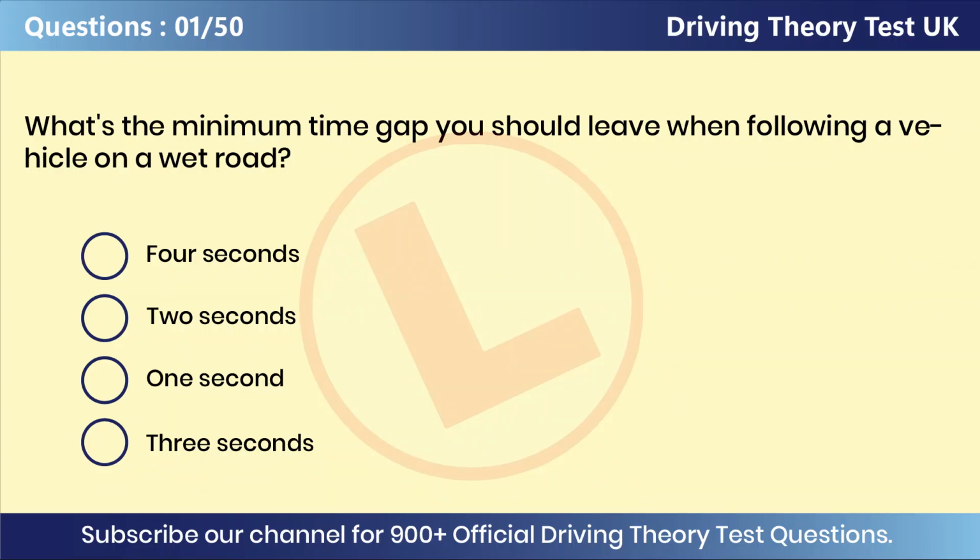Question 1. What's the minimum time gap you should leave when following a vehicle on a wet road? A. 4 seconds. B. 2 seconds. C. 1 second. D. 3 seconds.